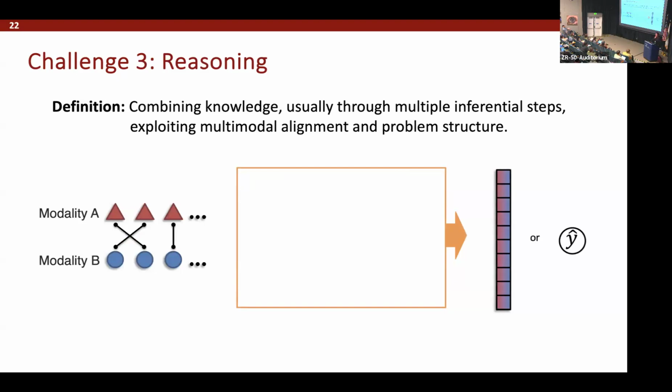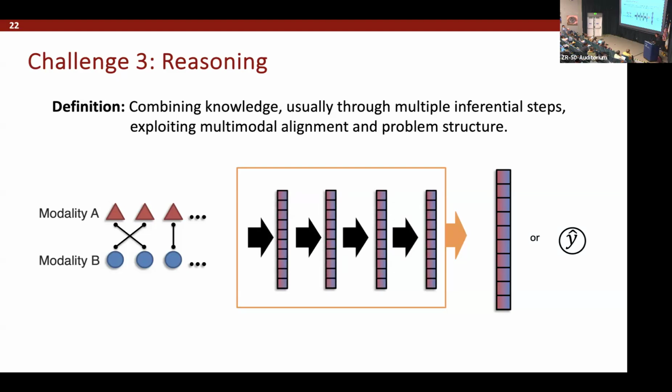Challenge 3 is reasoning. So we've talked about representing individual elements. We've looked at aligning different elements across time. In reasoning, the whole goal is to combine all this information, usually through multiple steps, to exploit the problem structure and to make some prediction. And of course, when we think about combining things over multiple steps, it used to be the fact that we would do this over multiple layers of neural networks to learn more and more abstract representations that are more semantically meaningful and are more predictive of the task.